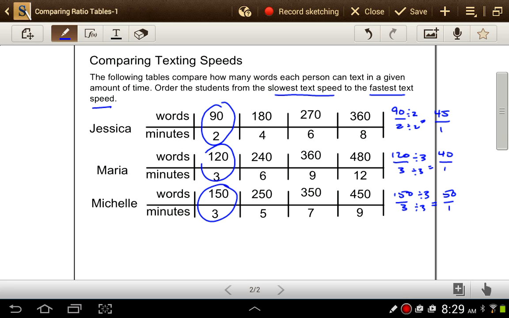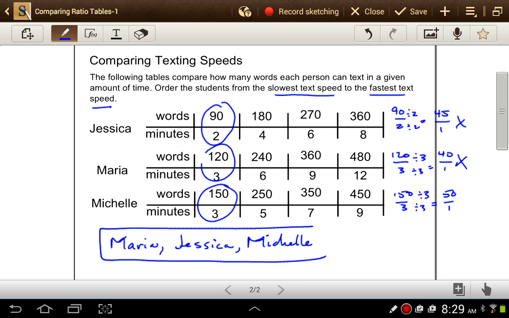So now I have to compare them. I have to compare my ratios, which is like comparing fractions. Since they all have the same denominator of 1, I can compare the numerators. The slowest speed is going to be the 40, so Maria is the slowest texter. Now between Jessica and Michelle, 45 and 50, Jessica is slower than Michelle. So Michelle would be the fastest texter of the group. So there's my answer: slowest text speed to fastest text speed.